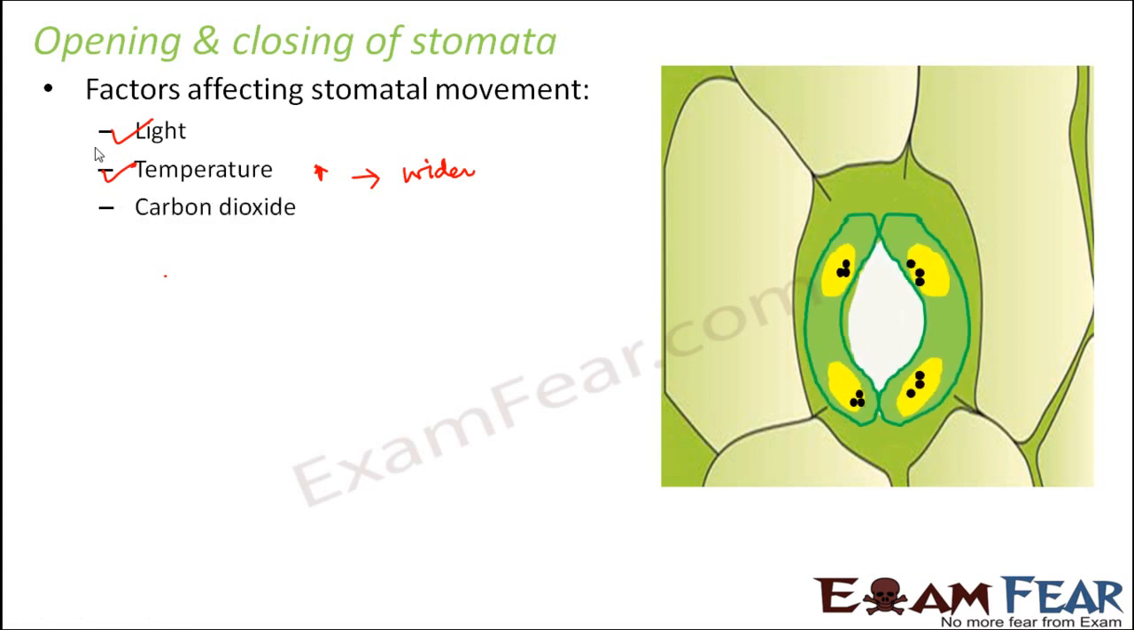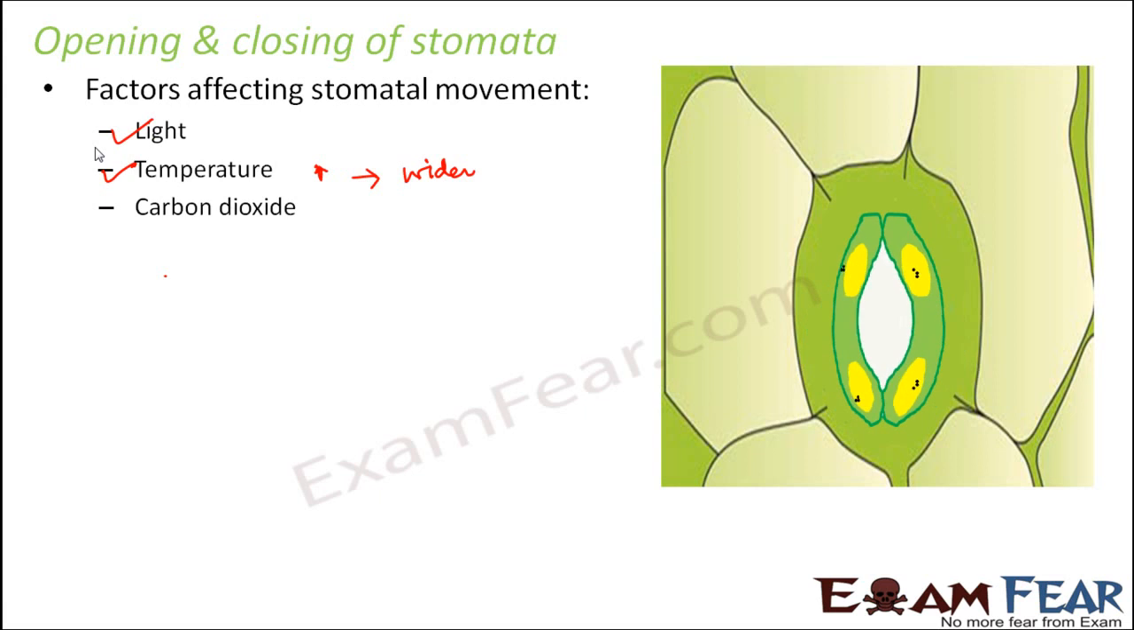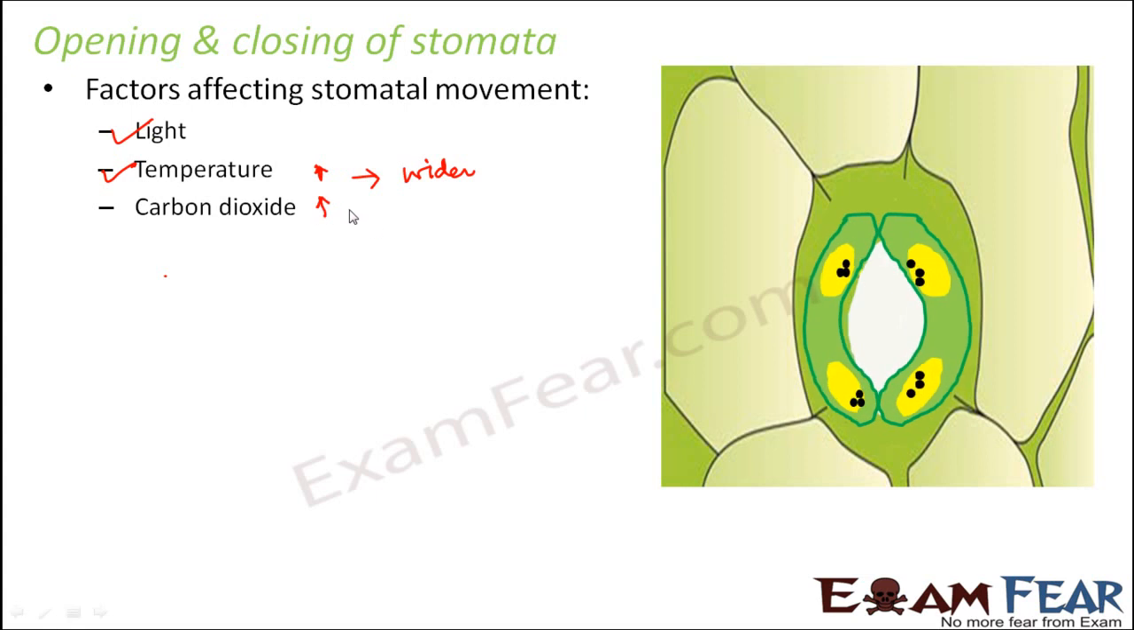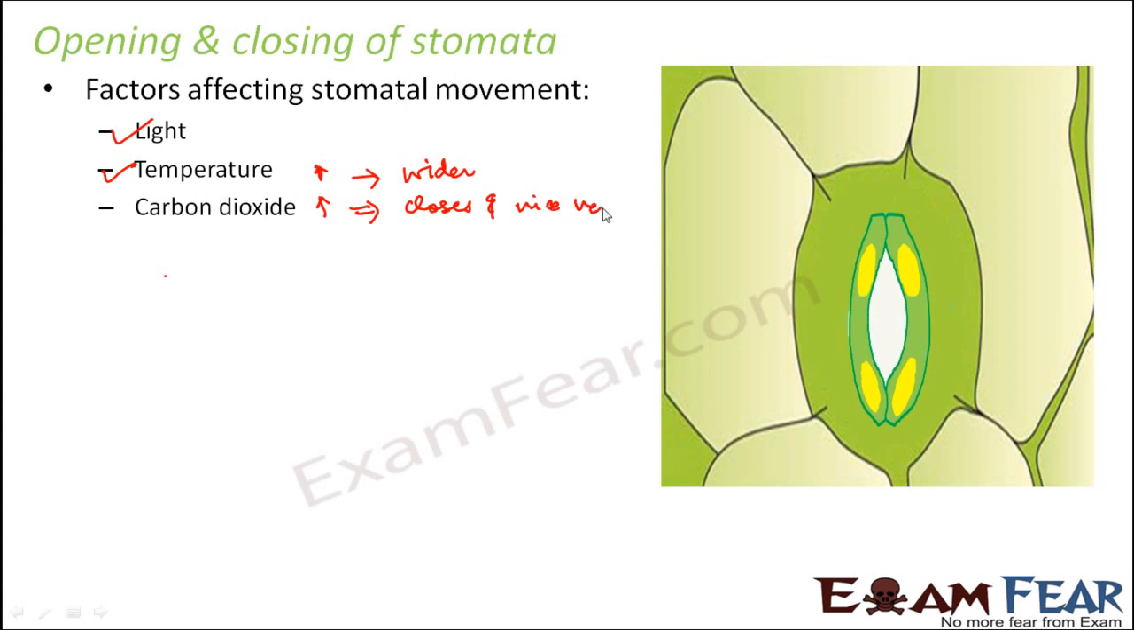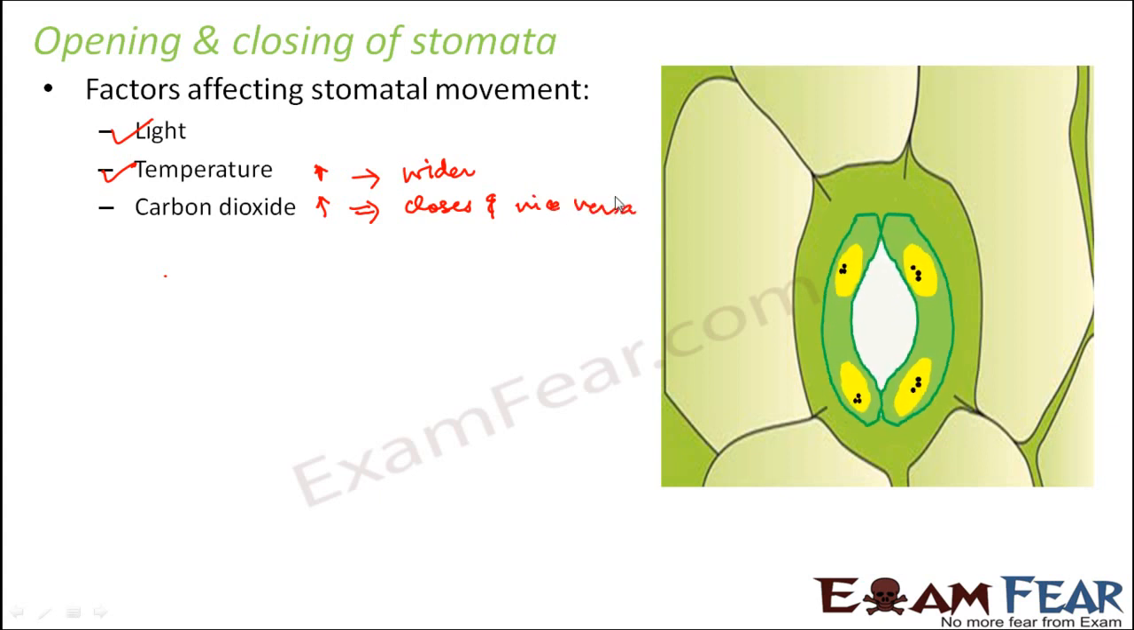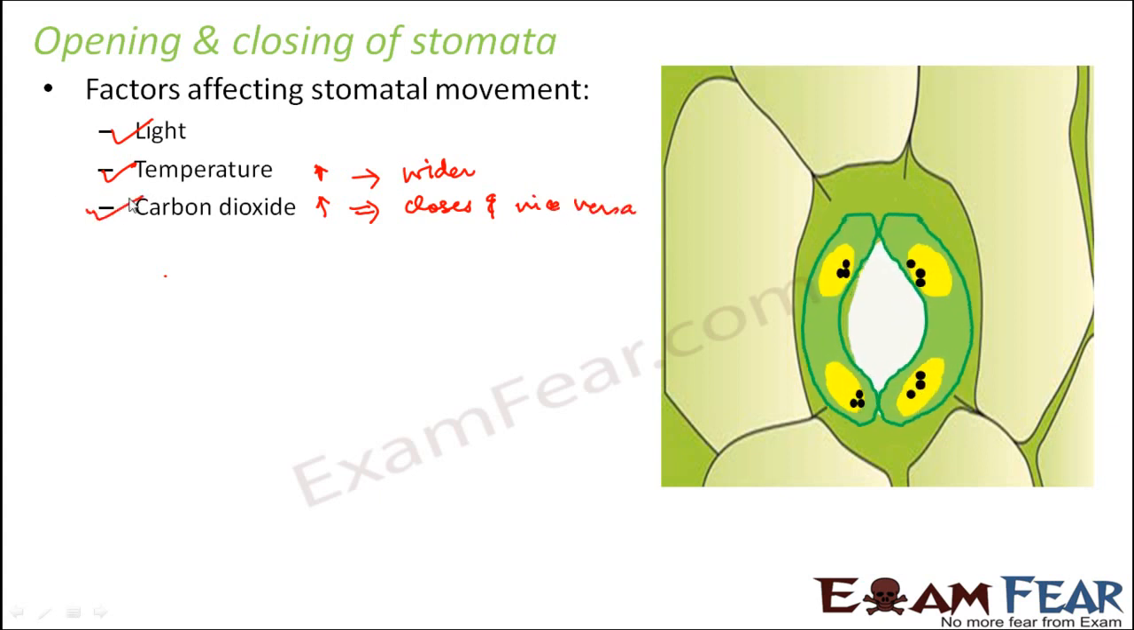Next is carbon dioxide. The concentration of carbon dioxide is inversely proportional to the stomatal movement. That is, as the concentration of carbon dioxide increases, the stomata closes, and vice versa. When the concentration of carbon dioxide decreases, the stomata opens. So that is how it varies with the concentration of carbon dioxide.